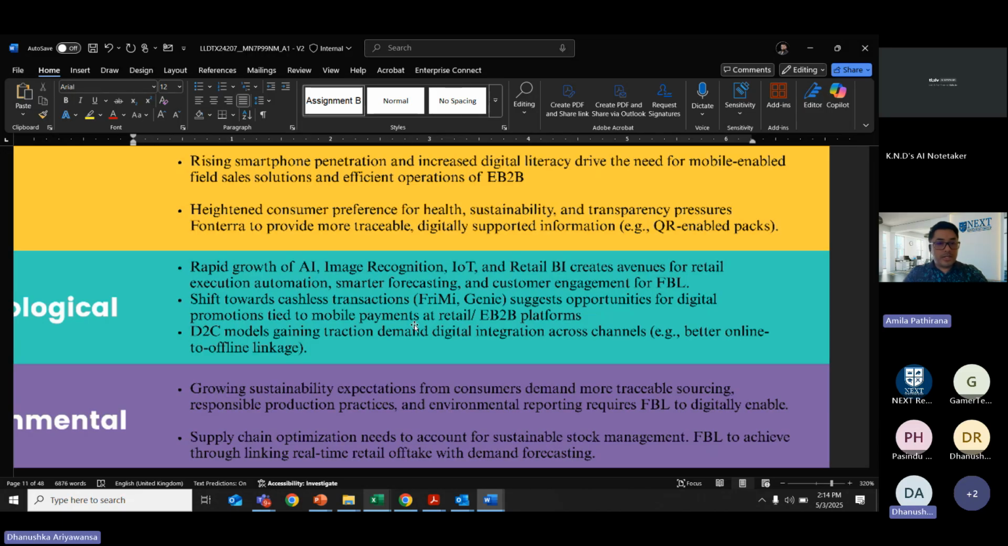Now you have also said the shift towards cashless transactions suggests opportunities for digital promotions tied to mobile payments and retail.